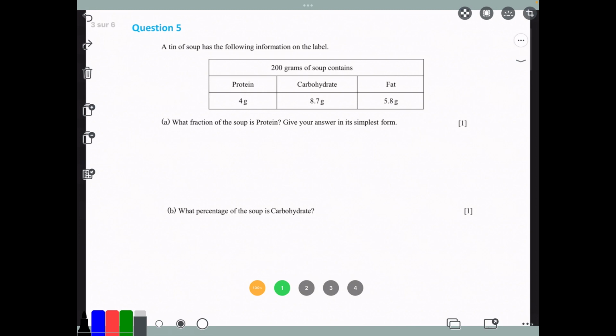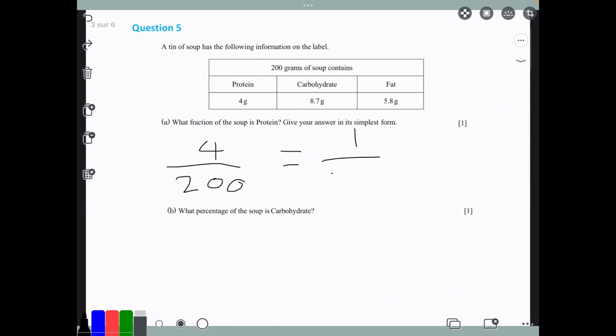As we can see, there are 4 grams of protein in 200 grams of soup. And now we can see that 4 divided by 200 can actually be simplified. Both divided by 4, meaning we get 1 over 50.